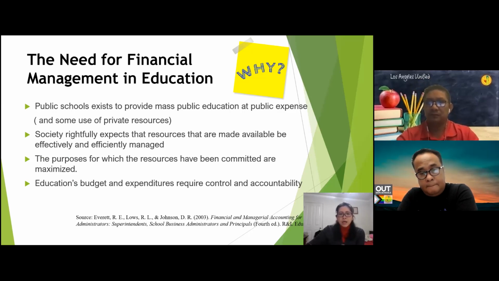And like what I've said, it's resource that comes from taxpayers. So it's really important that these resources are being spent wisely and efficiently, and that they are not just being used for anything else that are not important or will not benefit our students and our society.